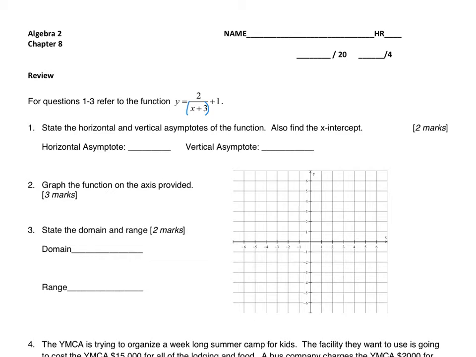Even before we put it in the calculator, though, we can figure out the asymptotes. The horizontal asymptote is the number on the end. Horizontal is always a y, so y equals 1. For the vertical asymptote, you take the denominator, set it equal to 0, and solve for x. So x equals -3 is the vertical asymptote.